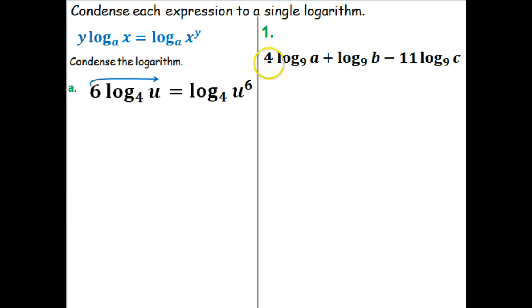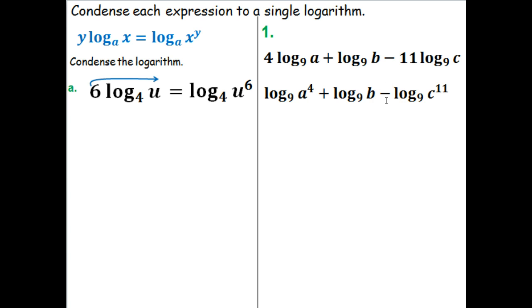So let's look over here. I've got a 4 out in front here. That 4 will be moved over and become the exponent of this a. This one here does not have any numbers other than 1 out in front, so we don't need to worry about that one. This one here has an 11 out in front though. So we can move that 11 over to be the exponent of the c here. So let's do that now. So you'll notice here my 4 out in front became my exponent of my a. My 11 out in front here became my exponent of my c. Okay, so now let's move on to the next portion. Now that's our first step.